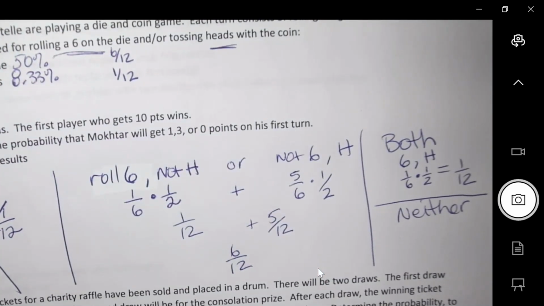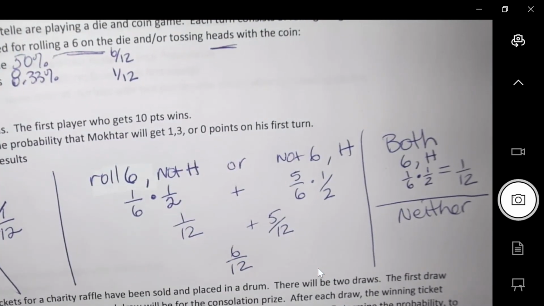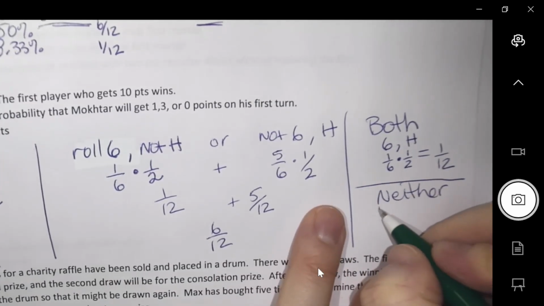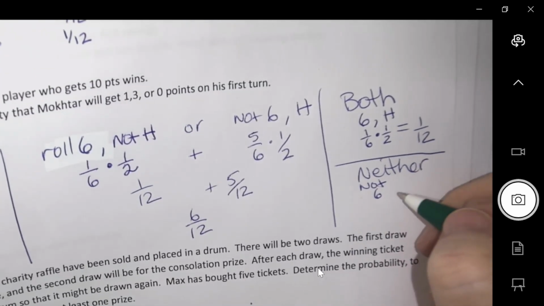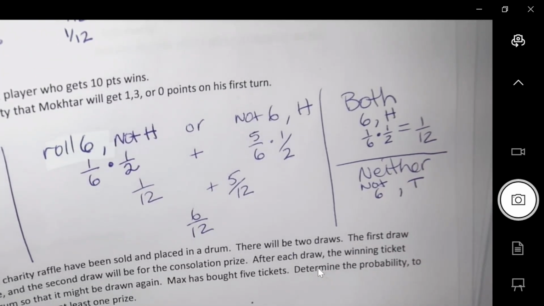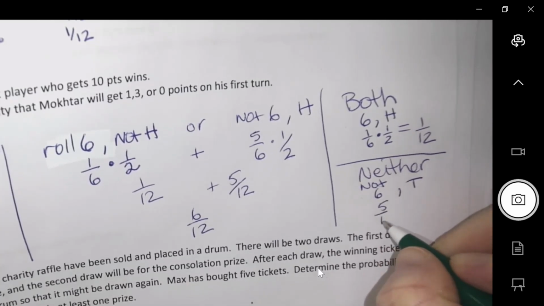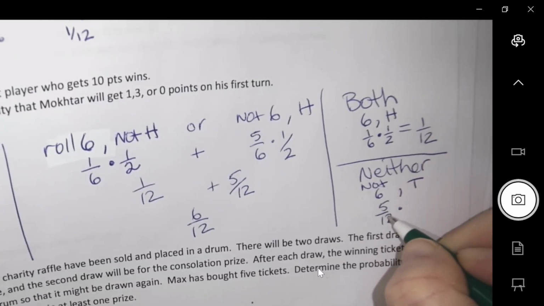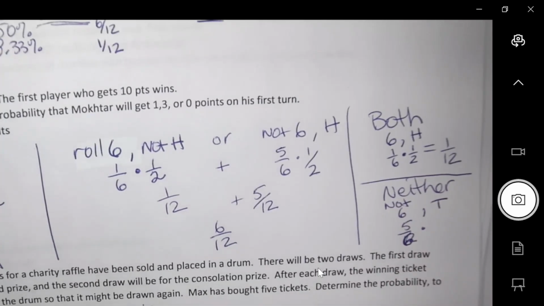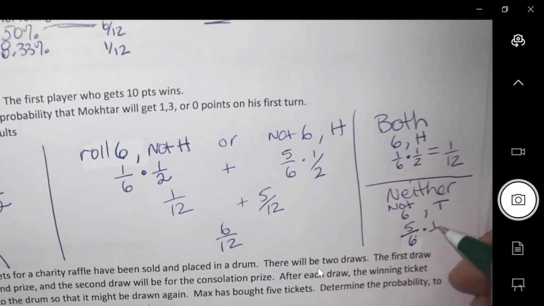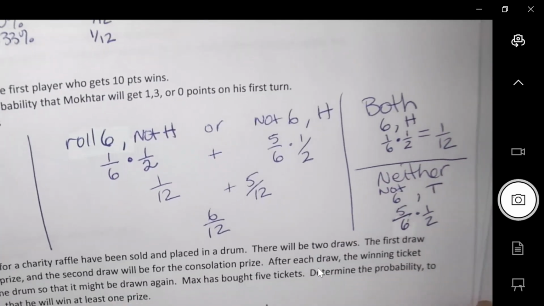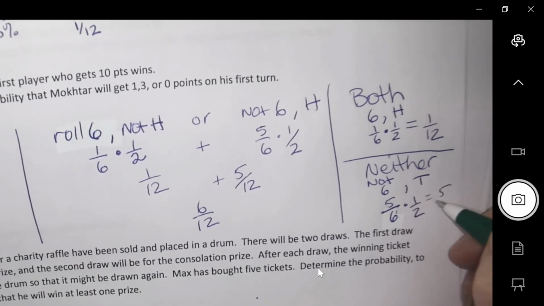So what's the outcome that you're going to get neither? So to get neither, you have to roll a not 6 on the die. And you're going to have to flip a tail. So not getting a 6 is 5/6, sorry. 5/6, and getting a tail is a half. So that makes 5/12.